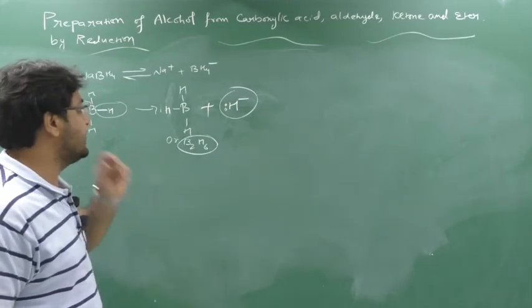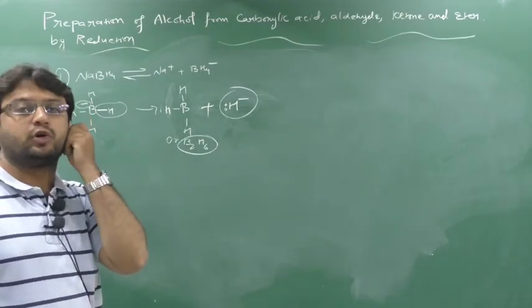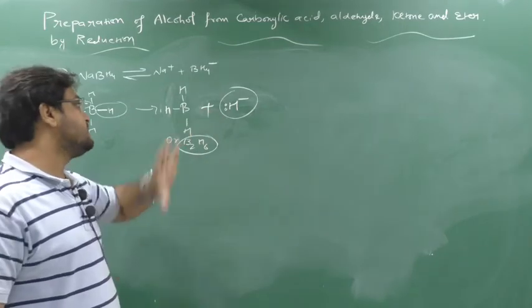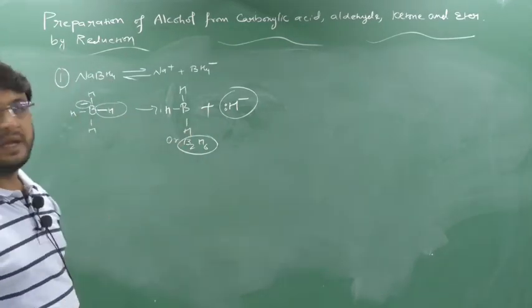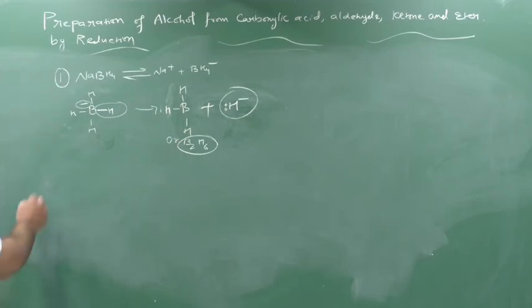I am explaining again, P block also. Okay. So in this way H minus is generated. So this is the first step. In the first step H minus will be generated. Now see here. Second step we will see.